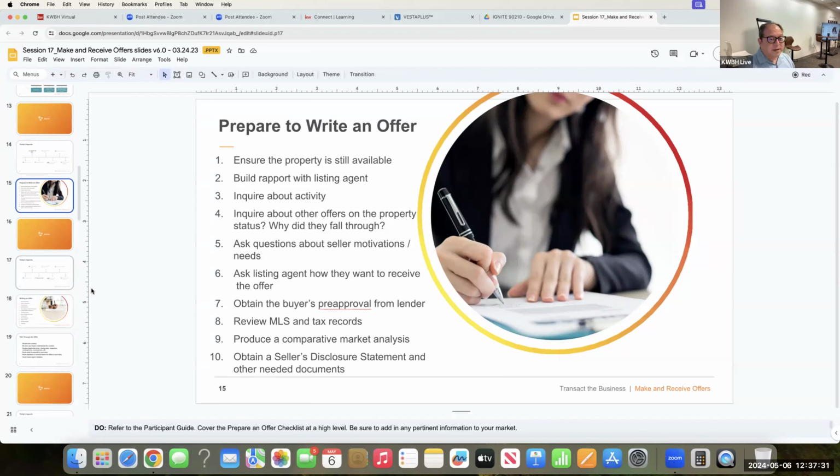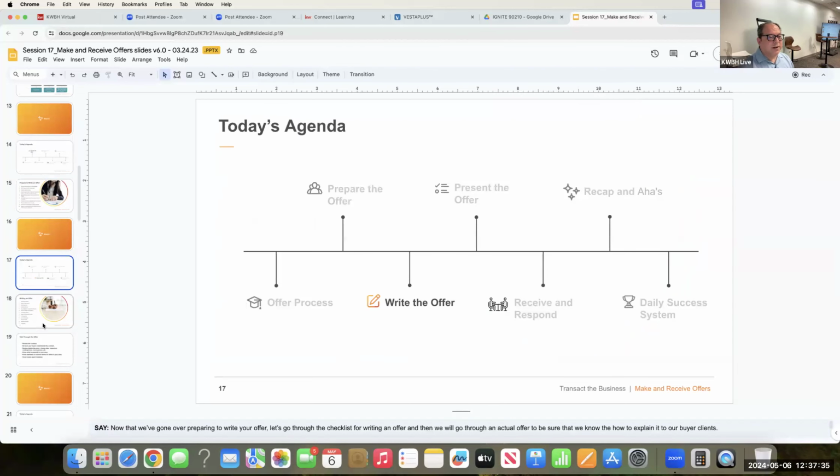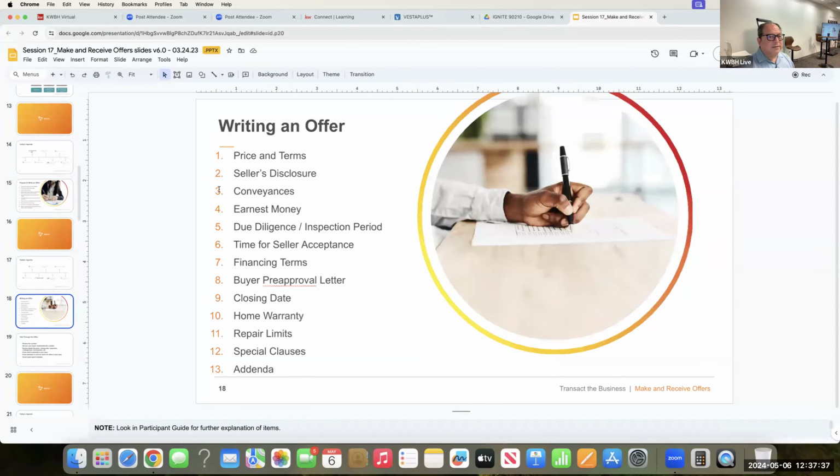Okay. Let's get going. Okay, write the offer. So here's what you need to know when you're writing an offer. You need to know who is writing the offer, right? Who's going to be named on it? And then the other information that we need is mostly from the lender. So I'm going to be asking for a pre-approval letter.